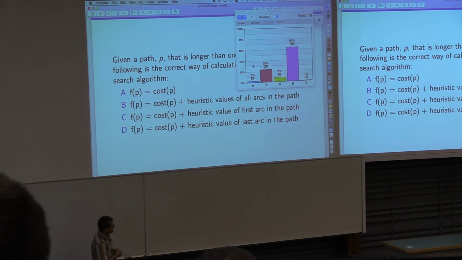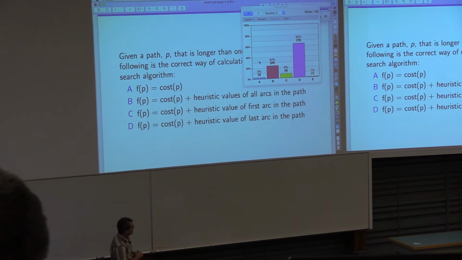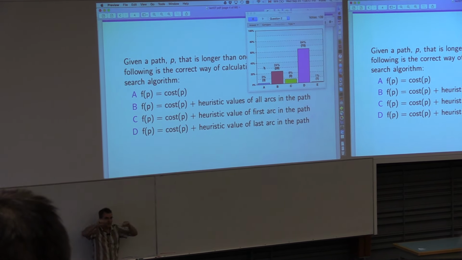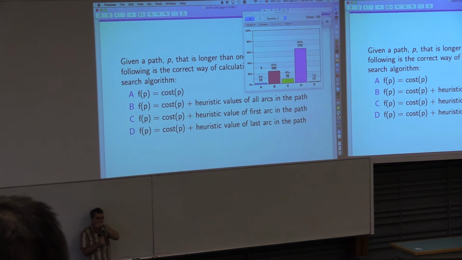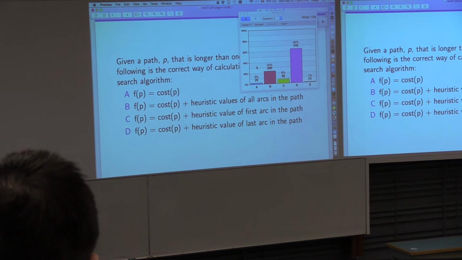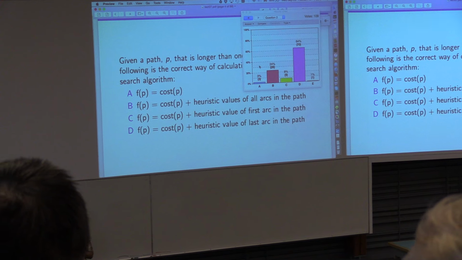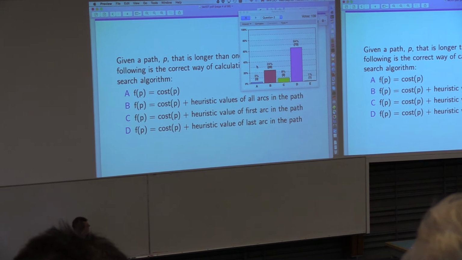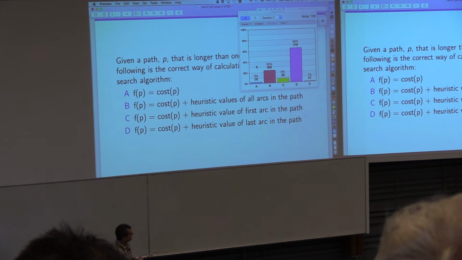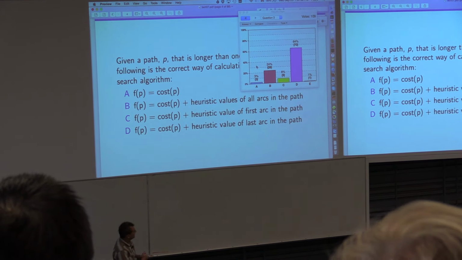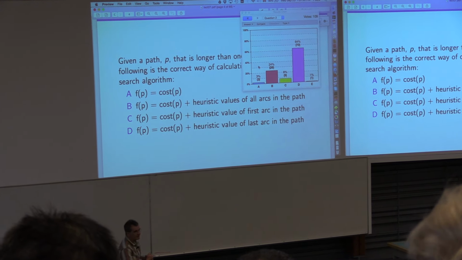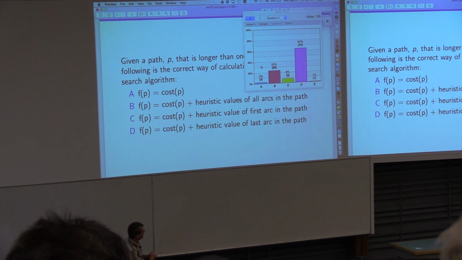The answer is D. Lots of people said B. The answer is D. It's always the last path of this node. I'm not sure this question makes a whole lot of sense, because you don't calculate a heuristic for an arc in the first place. You calculate it for a node, right? And it would generally be the heuristic from wherever you're thinking you're going to. I think you should have voted for E, but no one did that.